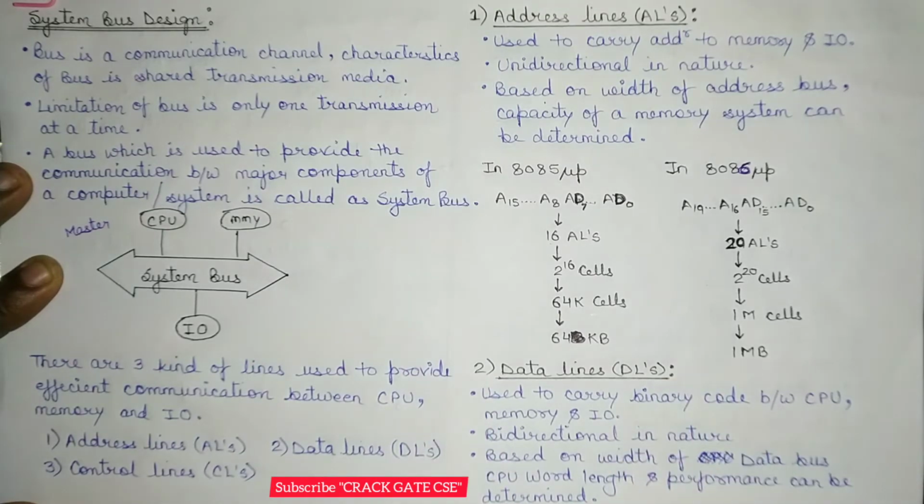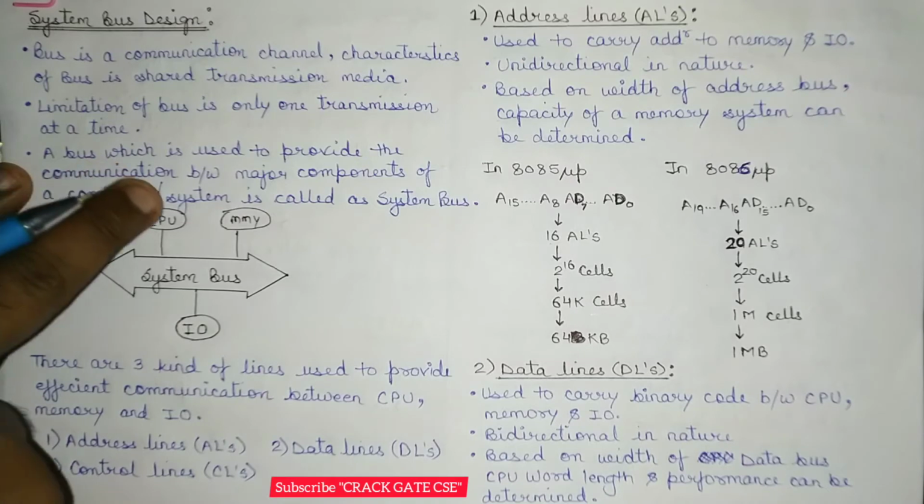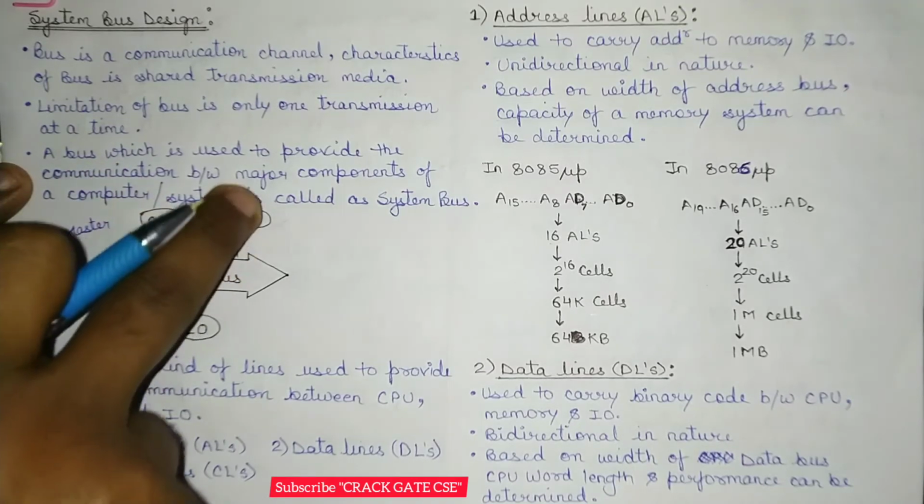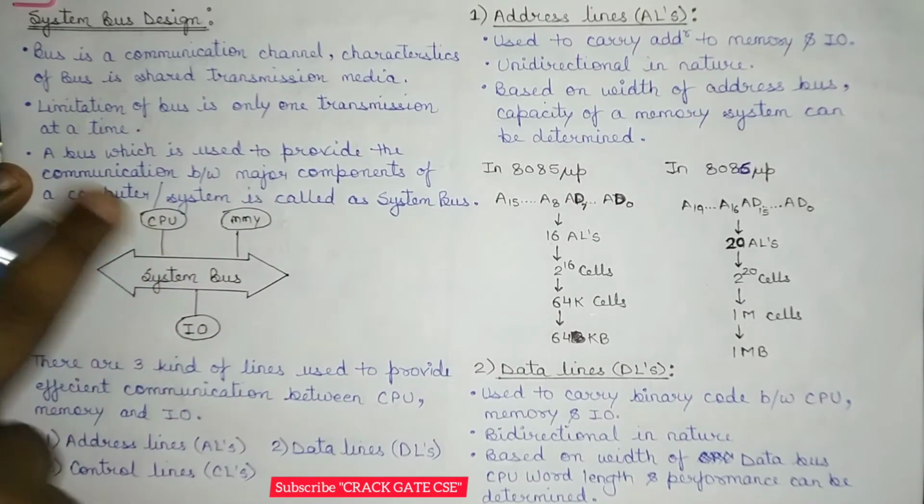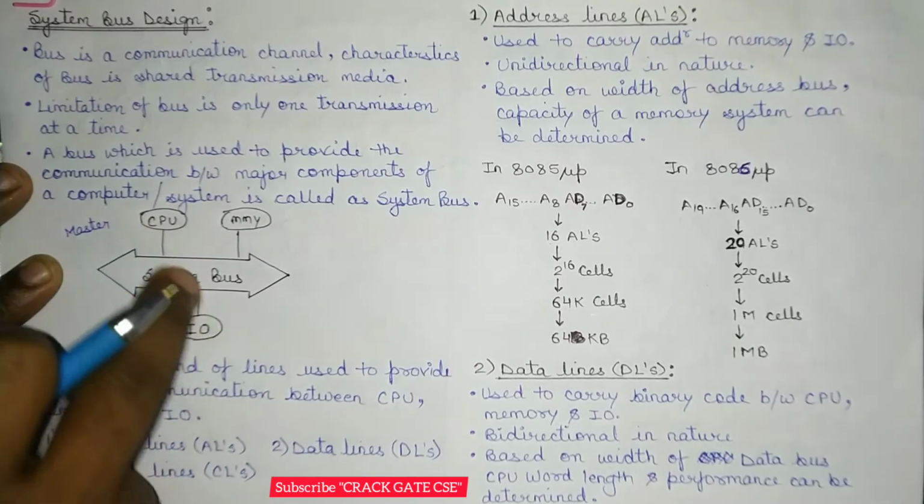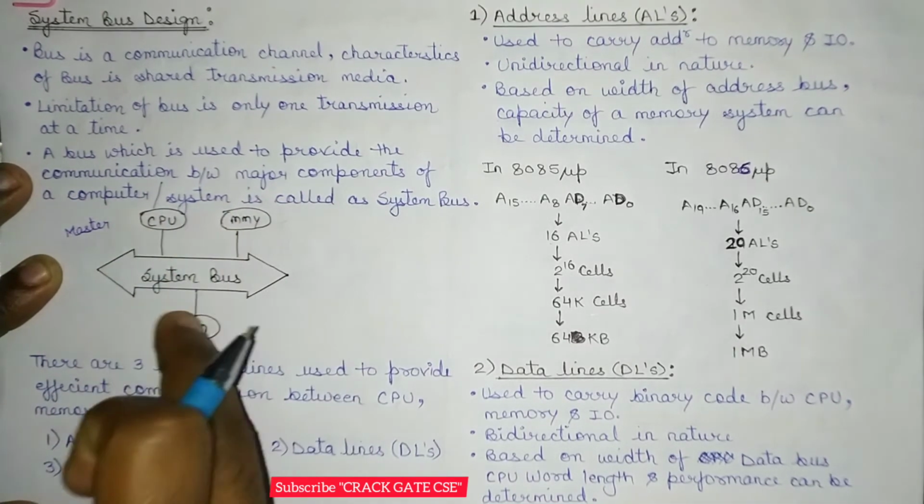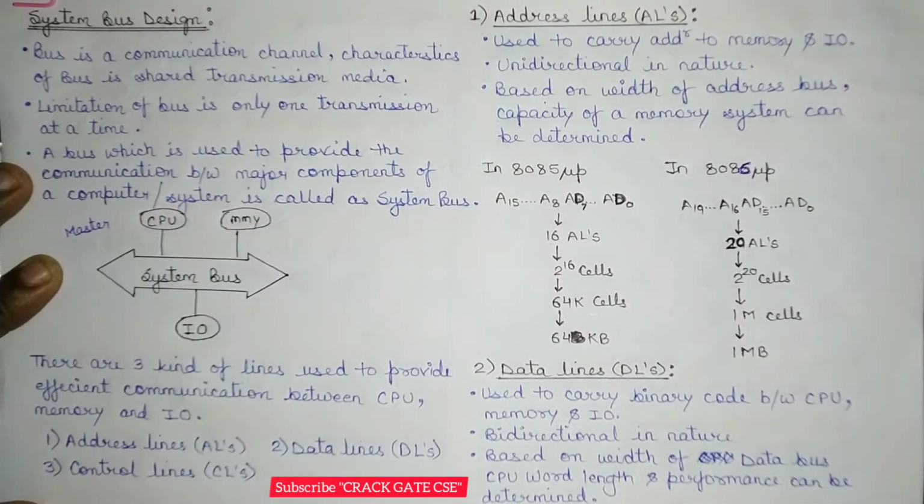These data lines are bidirectional in nature. What is the meaning of bidirectional? That means data can flow from CPU to memory and from memory to CPU as well. Similarly, from CPU to IO, IO to CPU, and memory to IO and IO to memory. So this is the meaning of bidirectional. The data can flow in any direction because any particular component may require data for any execution.